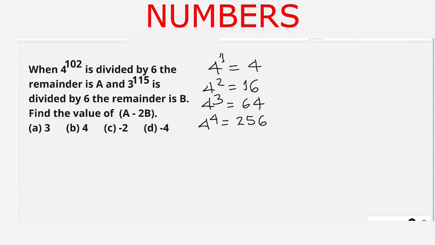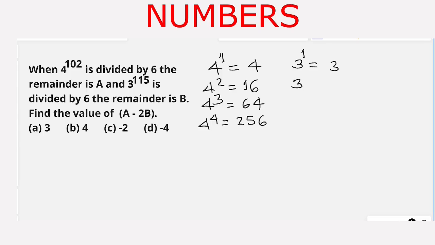Similarly, whatever may be the power of 3 when divided by 6, it always leaves the remainder 3. We can show it. 3 to the power 1 is 3, and when 3 is divided by 6, the remainder is 3.